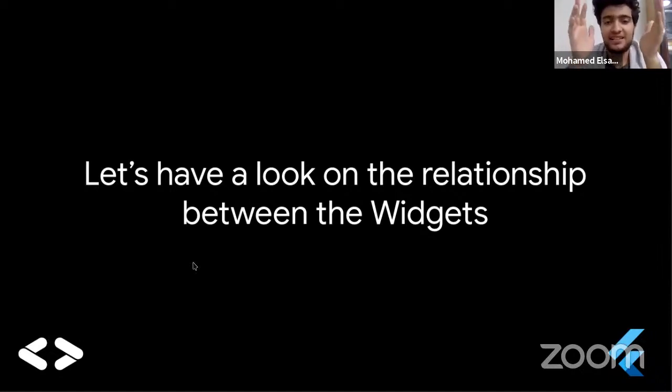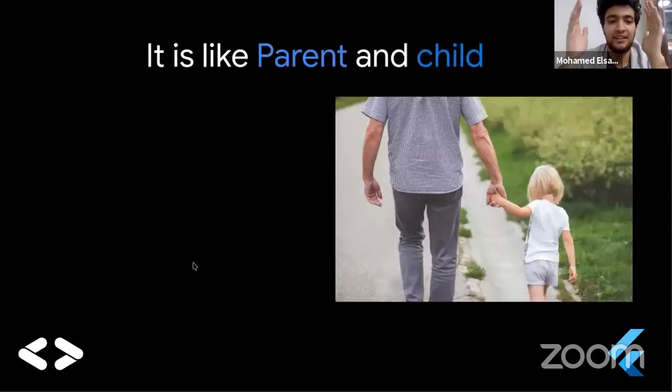The simplest way to explain the relation between widgets is like a parent and its own child. So each widget has a parent and a child. Some widgets have more than one child, and we will explain about them, for example the column or the row. Some others just have one child. Some others don't have any child. It's like a normal relationship.